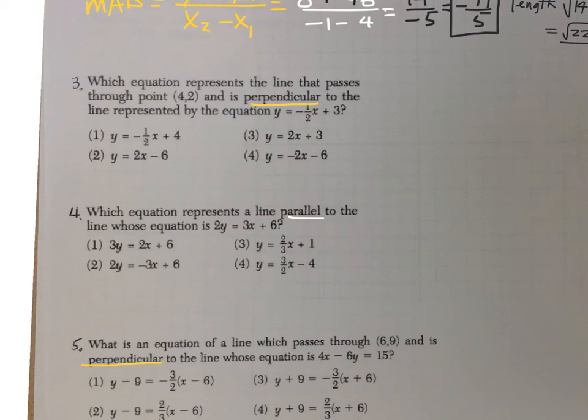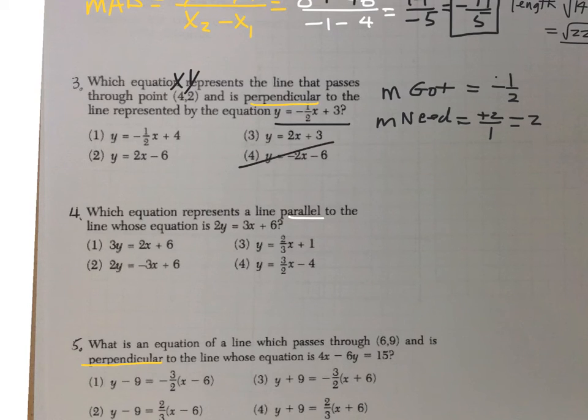This one we're looking for an equation of a line that passes through this point. There's an x and there's a y, and it's perpendicular to this equation here. Well, the slope that we've got is negative a half. The slope that we need is perpendicular, which means it would have to be the negative reciprocal, which would be positive 2 over 1, or just 2. So I know the equation has to have a slope of 2, so it has to be down to either choice 3 or choice 2. Only one of them will go through this point.